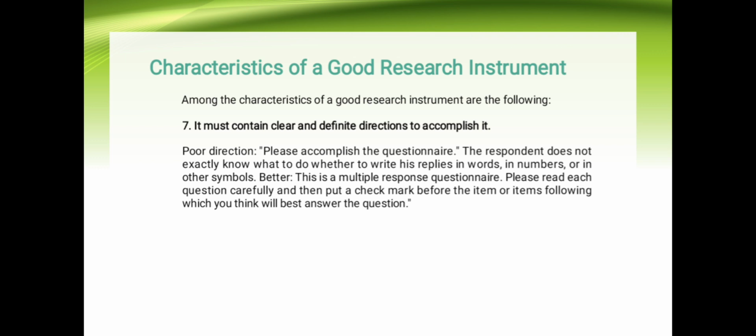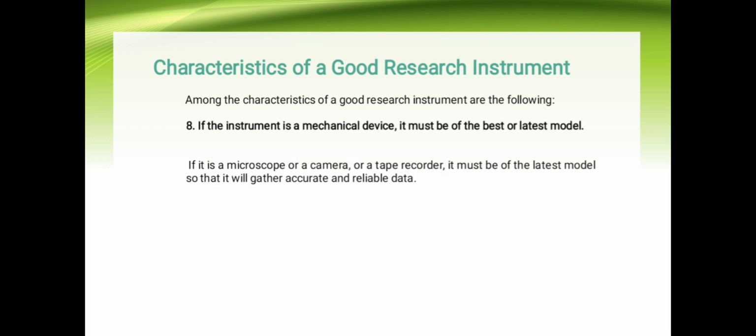Seventh, it must contain clear and definite directions to accomplish it. A tool must give clear instructions so people know what to do. Good instructions make answering easier. Eighth, if the instrument is a mechanical device, it must be of the best or latest model. Mechanical tools must be updated for good quality. Better tools gather more accurate data.